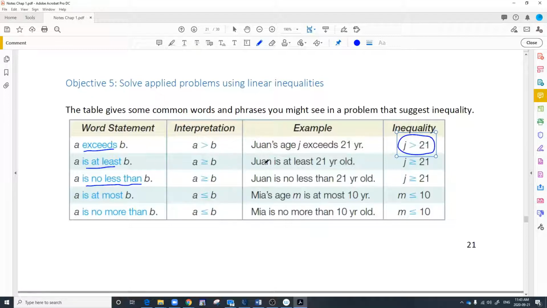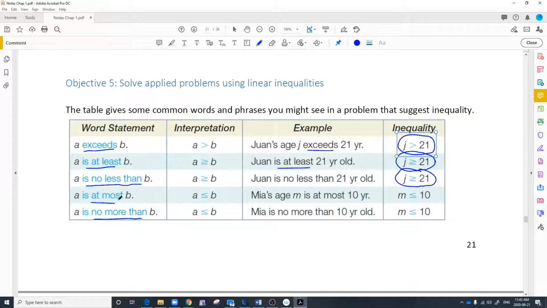If it said Juan is at least, so the difference is exceeds means it has to be over. At least means it can be 21 or over. So J is greater than or equal to 21. If it says Juan is no less than, then they can also be 21 and older, so greater than or equal to. And then the two other ones are at most or no more than.